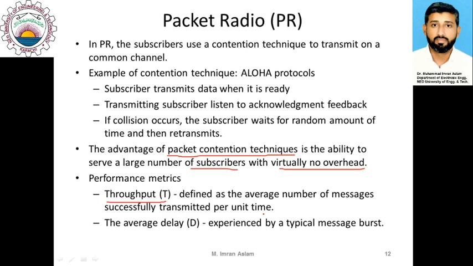The second performance metric is the average delay experienced by a typical message burst, because for each transmission there is delay, and if you add the waiting time as well, there becomes an average delay in the transmission. So this average delay is also a performance metric. We generally want to have high throughput and low average delay.